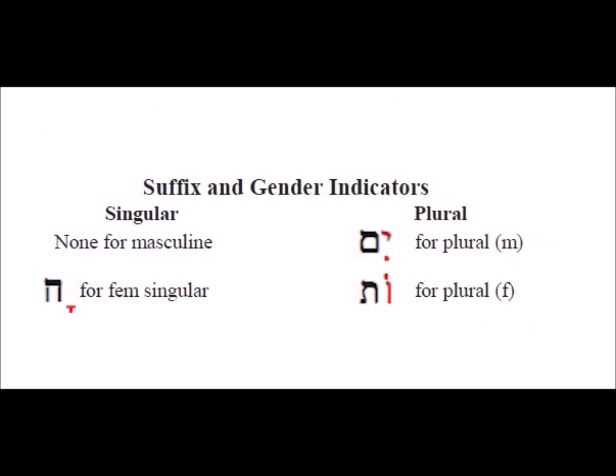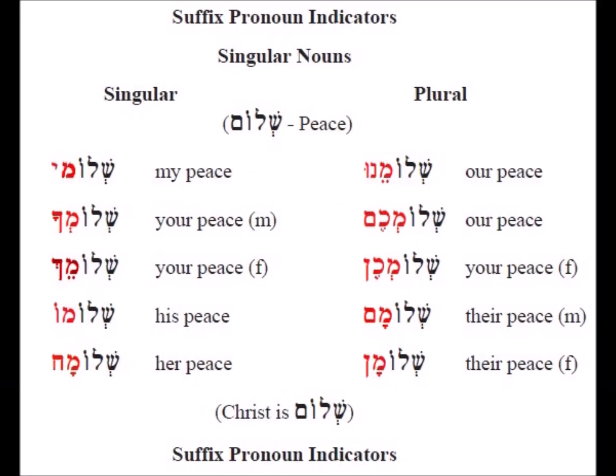Then you have your suffix and gender indicator. None for the masculine. For the feminine, it's ah. The plural indicators are im for the masculine and ot for feminine plural. Now, let me apply the suffix pronoun indicators. We'll use the word shalom or peace. So shalomi would be my peace.